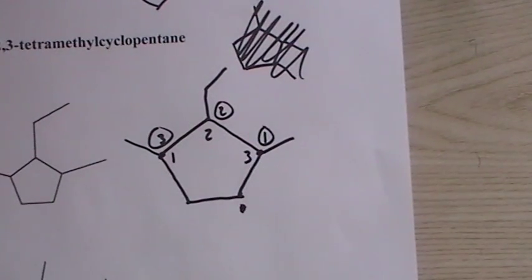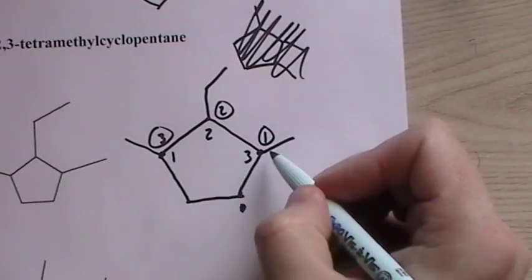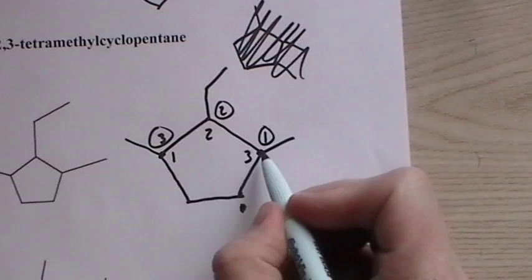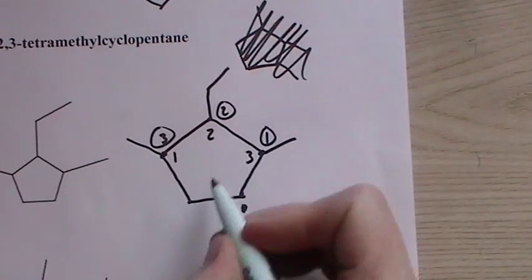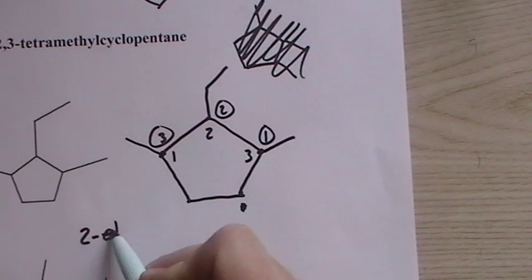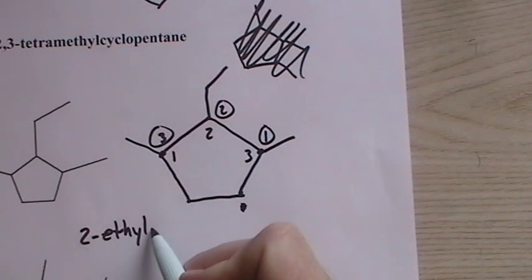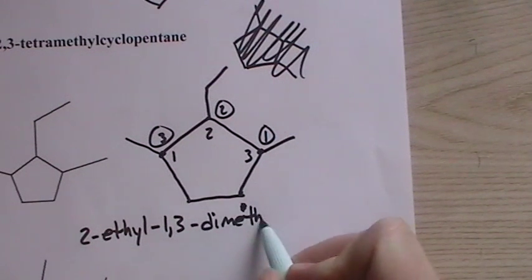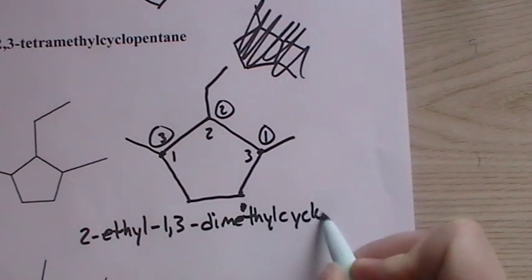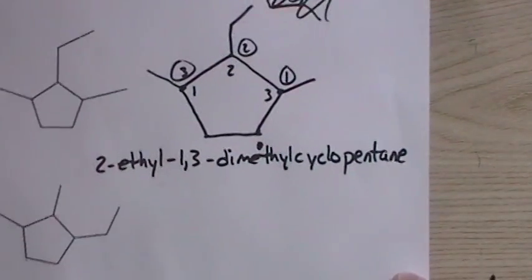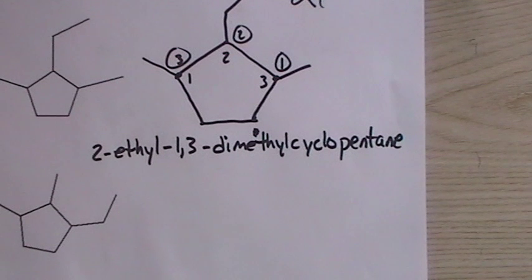So since this is symmetrical, we actually come up with the same name from either side. So this is 2-ethyl, and then it'll be 1,3-dimethylcyclopentane. And I'll use this thick pen whenever I can, where it doesn't get too bunched up.